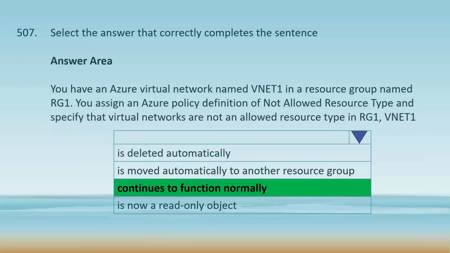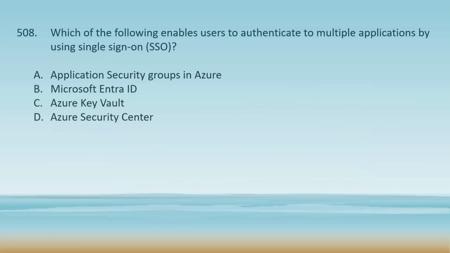Let's look at question number 508. Which of the following enables users to authenticate to multiple applications by using single sign-on? Application security groups in Azure, Microsoft Entra ID, Azure Key Vault, Azure Security Center. Now, folks, Microsoft Entra ID enables single sign-on, allowing users to authenticate once and gain access to multiple applications without needing to re-enter credentials. It supports SSO for Microsoft 365, Azure services, and third-party applications.